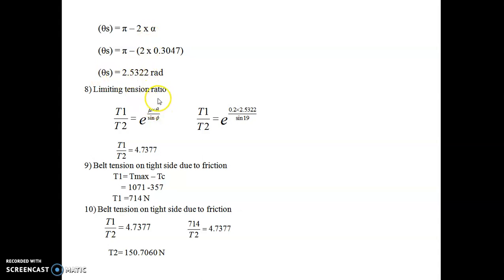The limiting tension ratio for V belt is T1 upon T2 is equal to e raised to mu theta upon sin phi. So we can put the value of mu, theta and phi. Phi is equal to 19 degrees because 2 phi is 38 degrees. So phi is equal to 38 by 2, 19. We'll get T1 upon T2 is equal to 4.7377.